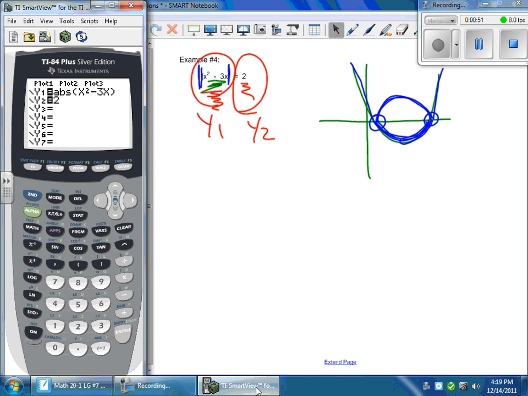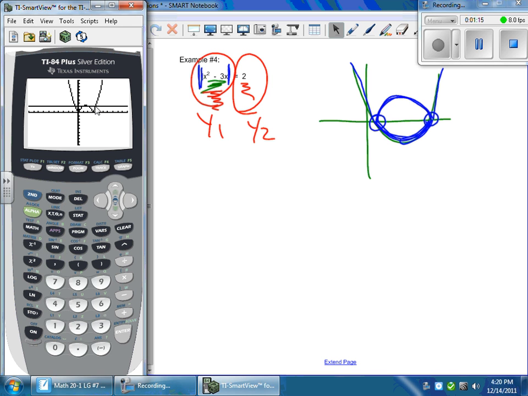Now, what I'm going to do is zoom this, and I'm going to use a standard setting here. And let's see what this looks like. Interesting. Check it out. Look at this. Remember, our answers are whenever the two lines intersect. So it looks like I've got an answer here for sure. Looks like I got an answer here, here, and here. I'm going to have 4 answers to this problem.